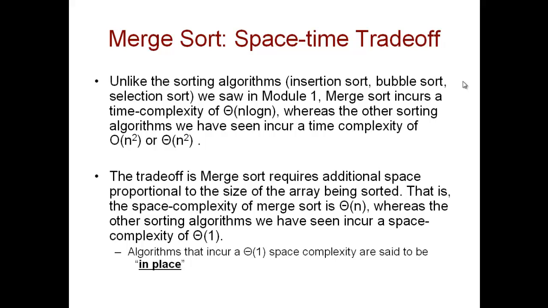So we can call this a space-time trade-off. If you want to minimize the time, you go for merge sort with n log n time complexity, but you have to spend additional space, which is theta of n complexity. Whereas if you are okay with the time and you do not want to use any additional space, then you go for insertion sort, bubble sort, or selection sort. And among these, insertion sort is probably relatively less time consuming compared to bubble sort and selection sort.